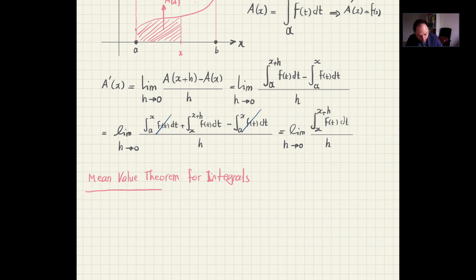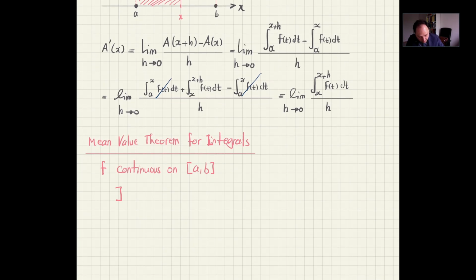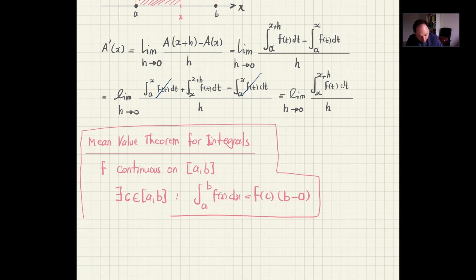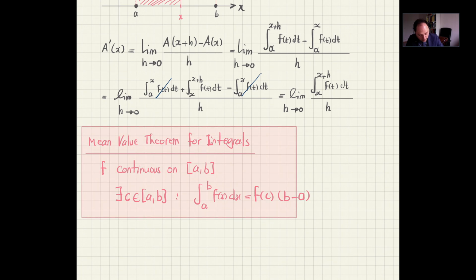Okay, so what does this tell you? This tells you that if you have a function continuous on the interval from a to b, then there exists a c in this interval such that the integral from a to b of f of x dx is f of that c multiplied by b minus a. So this is a simple theorem. It's only useful for proving theorems, okay? So let me just write this here.